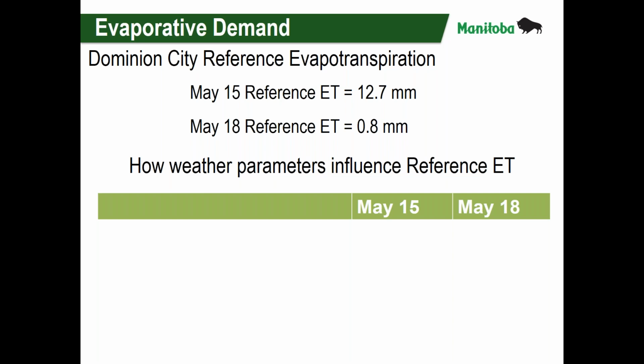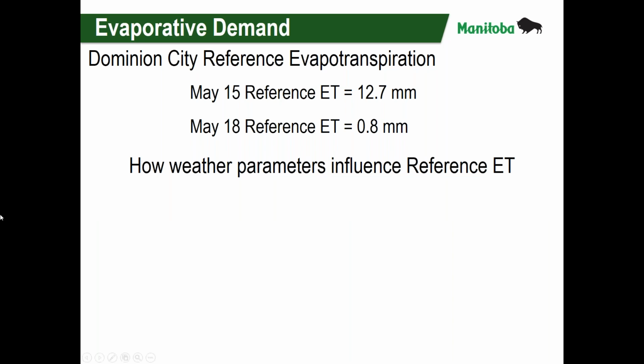And the parameters that affect or influence how much water you would lose. Again, I've put May 15 and May 18. On May 15, at that location, we had 12.7 millimeters, so that's about half an inch of water loss. And on May 18, it was barely up to 1 millimeter.